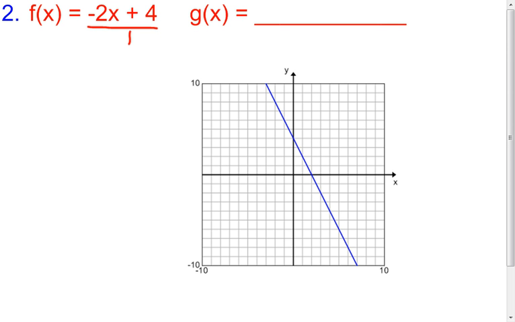All right, one more. This is another linear function here, and it has a y-intercept of 4 and a slope of negative 2, so you can go down 2, right 1, down 2, right 1. So that's what the blue line is already.